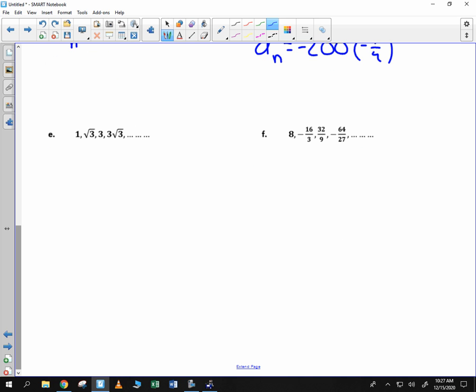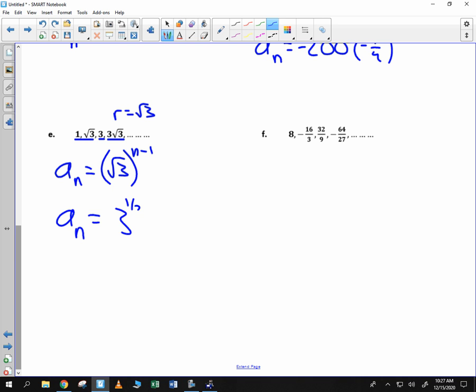A little bit complicated here. You can see each time you're multiplying by the root of 3. So a sub n is equal to 1 times the root of 3 raised to the n minus 1 power. I'll do something a little bit different here. This would be fine to write it that way, but it is 3 to the 1/2 to the n minus 1. And if you do a power to a power, another way to write it would be a sub n is equal to 3 to the n minus 1 over 2. So these are all the same things there.